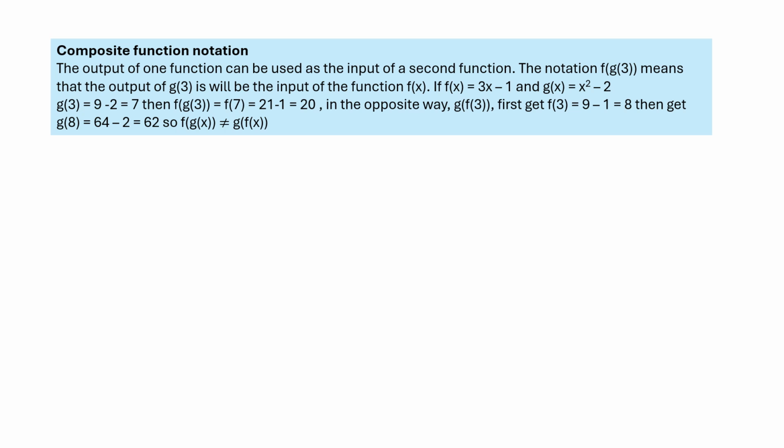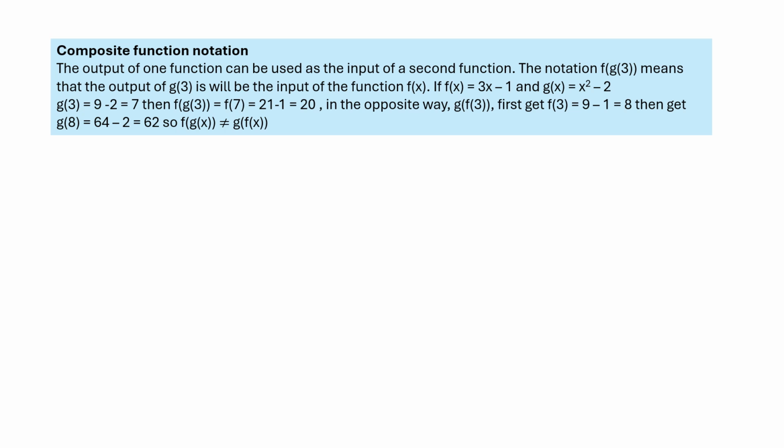Composite function notation. The output of one function can be used as the input of a second function. The notation f of g of 3 means that the output of g of 3 will be the input of the function f of x. So f of x equals 3x minus 1 and g of x equals x squared minus 2. To solve f of g of 3, first get g of 3. Plug in 3 in g, so it will be 7.